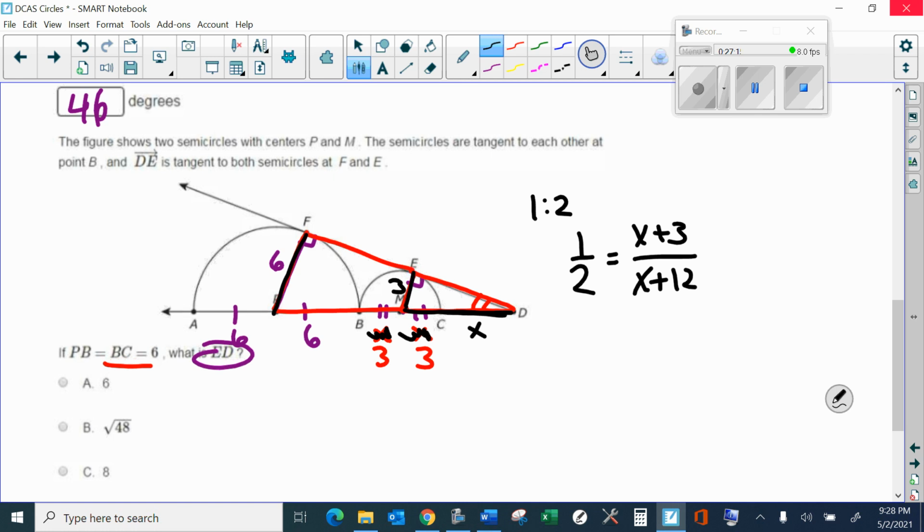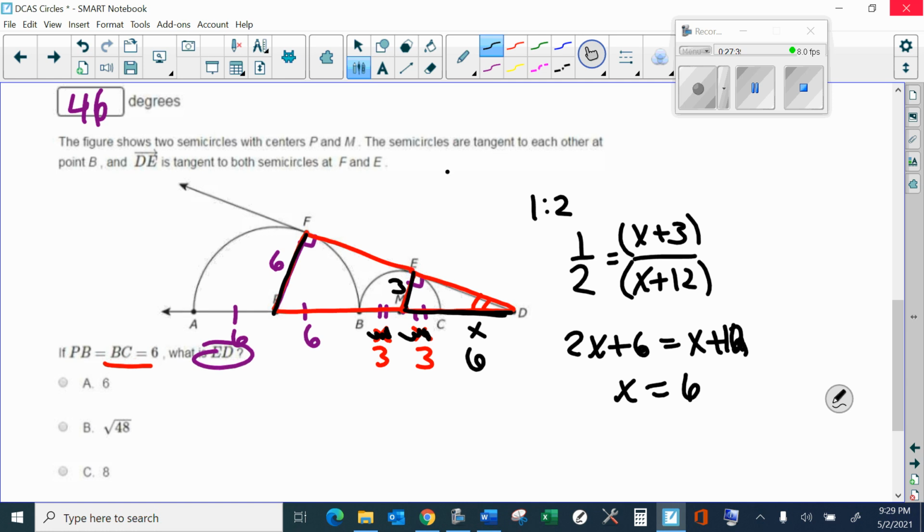So now we just cross multiply. Don't forget we put parentheses around this. So I have 2x plus 6 equals x plus 12. Oops, 12. Subtract the x across, subtract the 6 across, x equals 6. So that is 6. Okay.